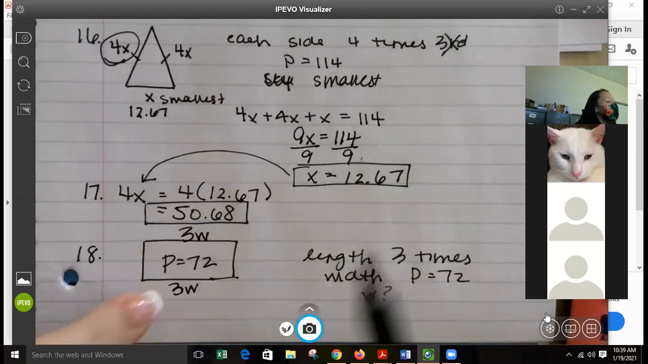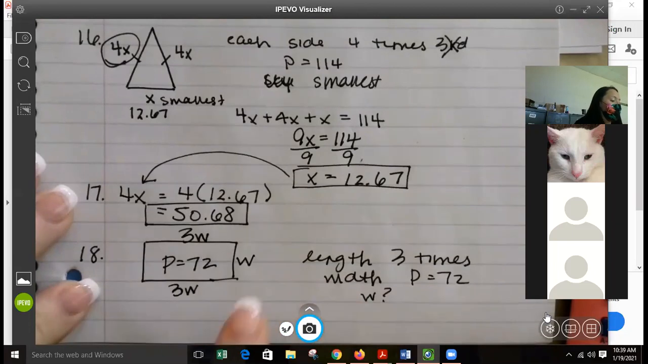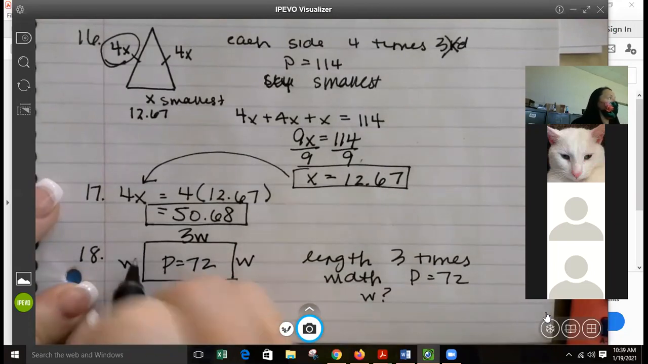Perfect. Do we know what the width is? That's what Ms. Walter asked just a minute ago. Yes or no? Do we know a specific value? No. What did we use for width? W. The left and the right are going to be the same.